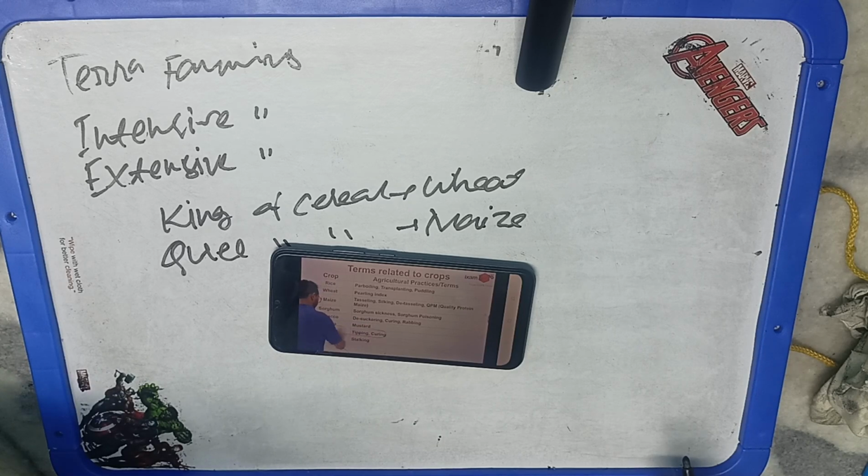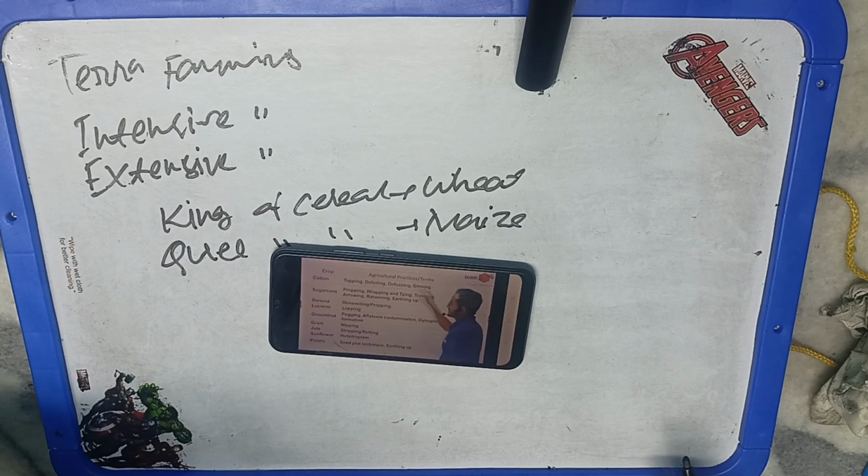Many a time this question was asked in the examination. Tomato: staking. Similarly, cotton: topping, delinting, defuzzing, ginning. In sugarcane: propping, wrapping, tying, trashing, harrowing, ratooning, and earthing up. These are the various processes. Banana: denavelling, propping. Groundnut: pegging, aflatoxin contamination, gynophore formation.